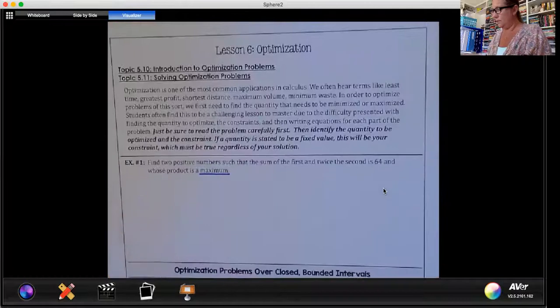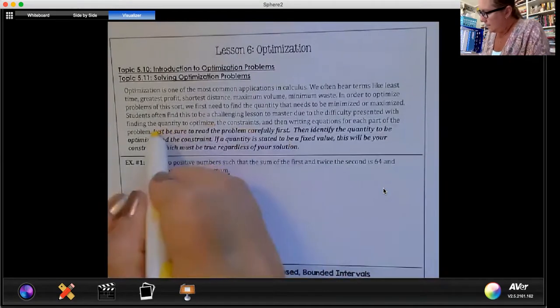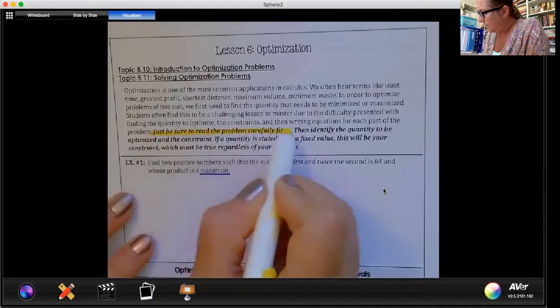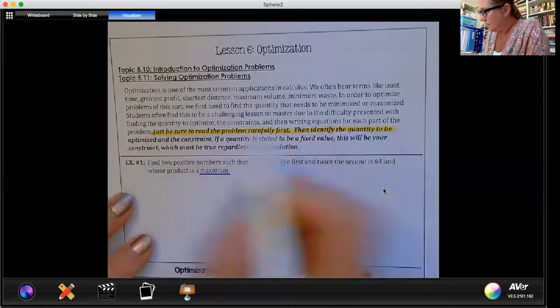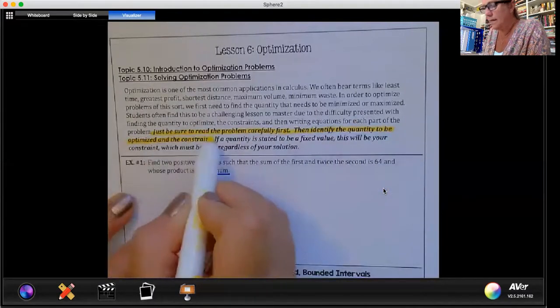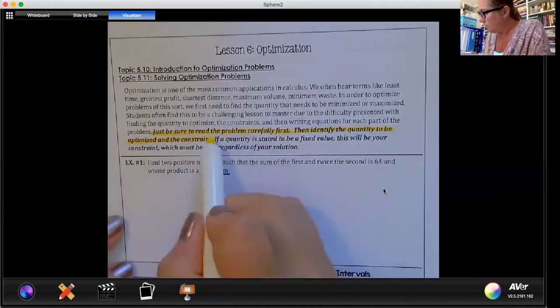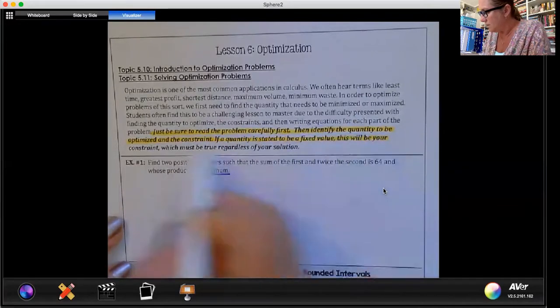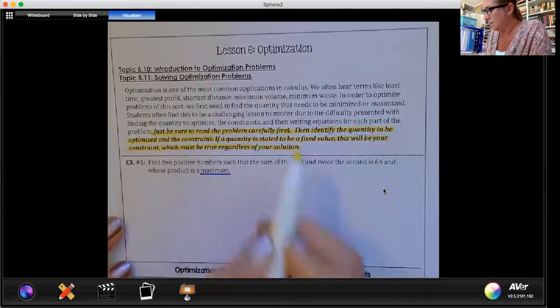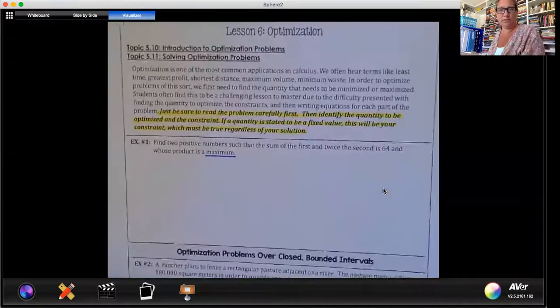Okay, so what we're doing in optimization is we're going to make everything either maximized or minimized. In this particular case, you need to make sure you read the problem carefully first, identify the quantity to be optimized, maximum or minimum, and the constraint, which is your domain. What can your value not be? What can your value be? And if a quantity is stated to be a fixed value, this will be part of your constraint, which must be true regardless of your solution.